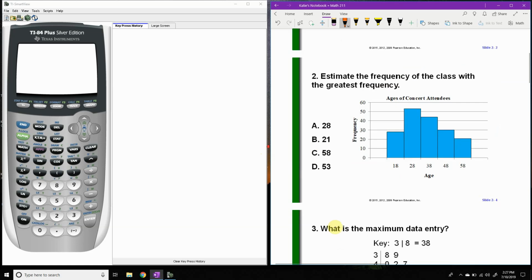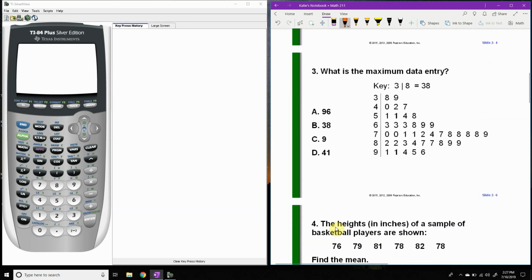All right, number 2, estimate the frequency of the class with the greatest frequency. Okay, well, the class with the greatest frequency is going to be the bar with the biggest height, or the tallest rectangle here. So we would say that the frequency of this class is the height of this bar, which is probably right around 53.